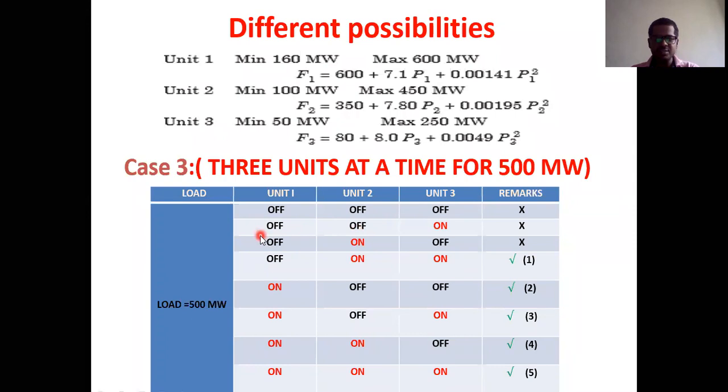The next one is unit 1 in off condition, unit 2 in off condition, and unit 3 in on condition. Now tell me, can we meet the load or not? Only in case 2, unit 3 is in on condition. Whatever the maximum power for unit 3, it is only 250 megawatts. So that's why it is not possible, and that's why I'm using a cross mark here. Similarly, third case: unit 1 is off, unit 2 is on, and unit 3 is off. Now in this case, is it possible or not? Only unit 2 is in on condition.